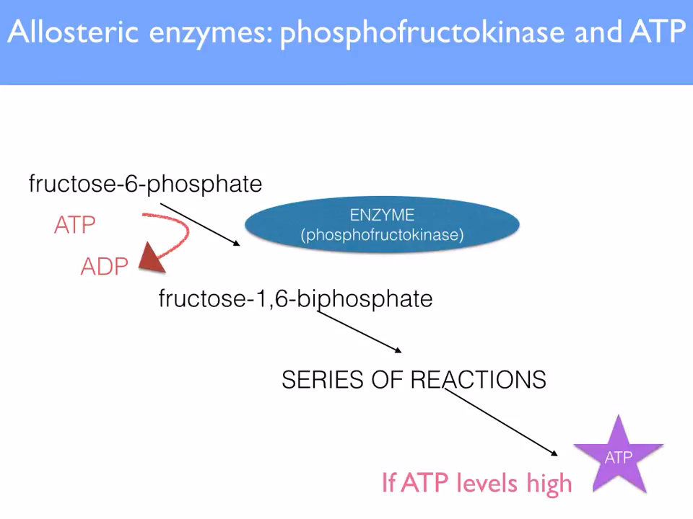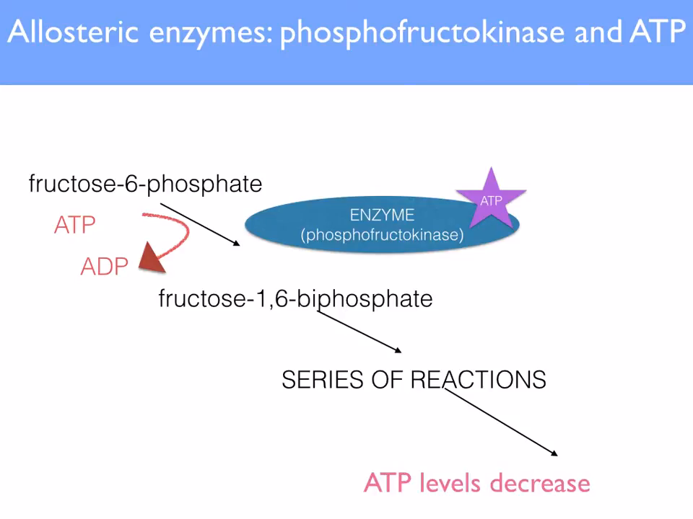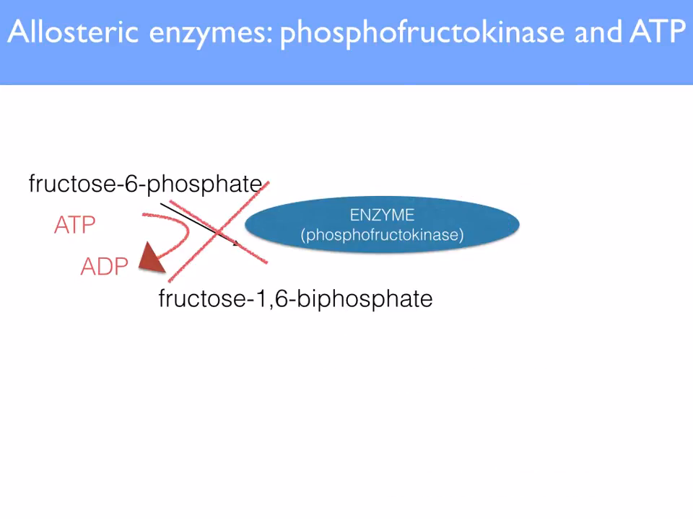Now, if the ATP levels are high, ATP is going to bind to the enzyme phosphofructokinase. When it binds to an allosteric site on the phosphofructokinase, it's going to cause a conformational change so that the enzyme is now inhibited. So you get inhibition of fructose 6-phosphate being converted into fructose 1,6-biphosphate. This means that the ATP levels will decrease.